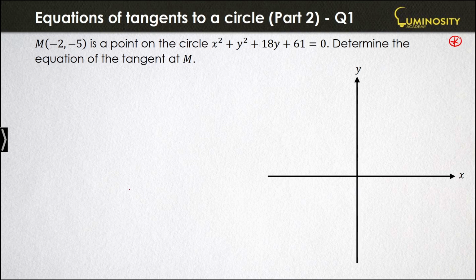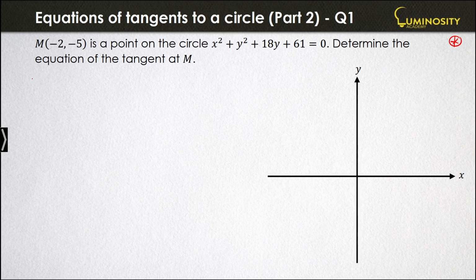Let's have a look at question 1. M(-2, -5) is a point on the circle given by the equation x squared plus y squared plus 18y plus 61 equals 0. Determine the equation of the tangent at M. Okay, so first of all, we need the center of the circle.